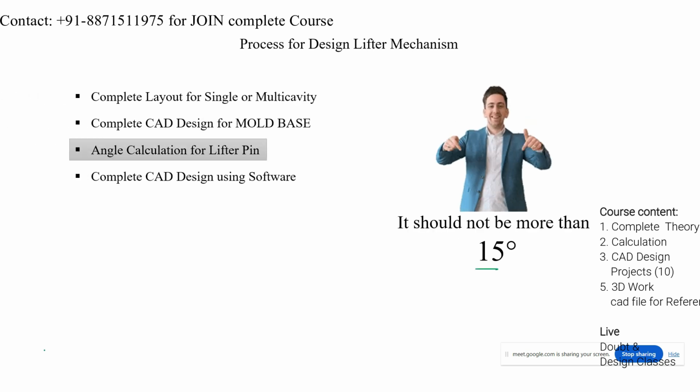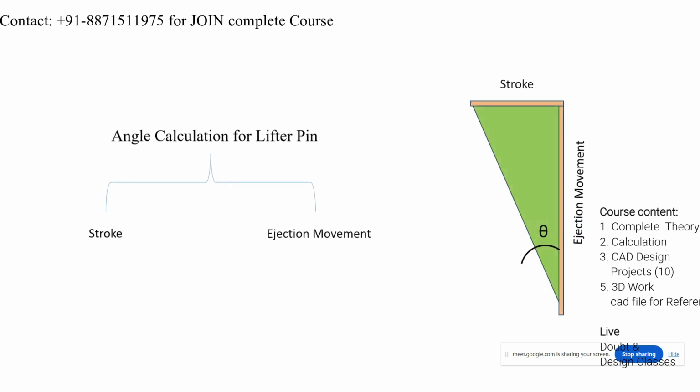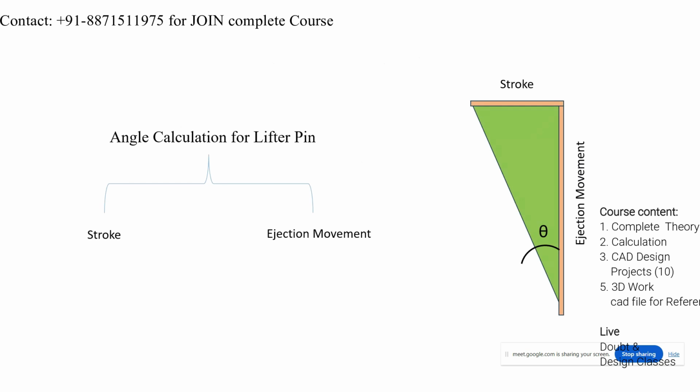Now, angle calculation for the lifter. It depends upon two things: the stroke and the ejection movement. Stroke is nothing but the undercut plus clearance, and the ejection movement we can find out from the mold base design, right? As I told you, it depends upon stroke and ejection movement. So here we need this stroke, and we have this ejection movement, so basically we have to find out the angle, right? A simple trigonometry.